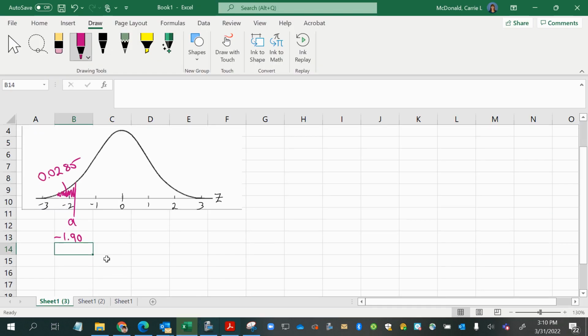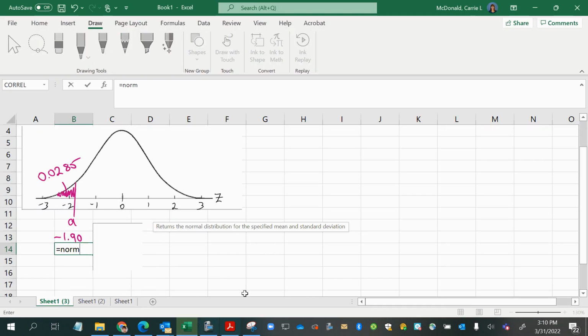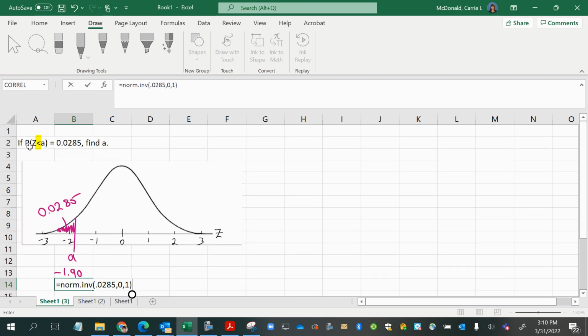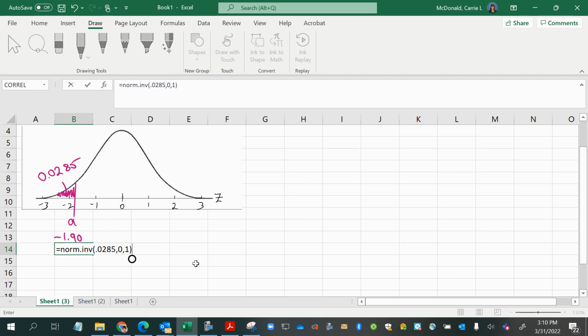So now we're going to do that here, and hopefully we will get an answer that is very close to this. It should be very close to this, if not the same. And I'm going to put in the 0.0285 that was given, the mean of 0 and a standard deviation of 1. And again, I know the mean is 0 and the standard deviation is 1 because it is z-scores, because z was in the notation there. So now when I press enter, you see that this is going to round off to the same answer.